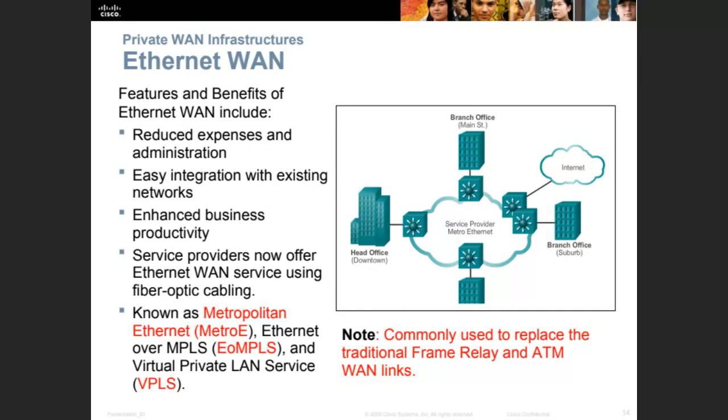Nowadays, the telecom providers offer Ethernet WAN using fiber optic cables, so it's very fast. Some people call it Metropolitan Ethernet, Metro E, or EoMPLS, or VPLS. It's commonly used to replace Frame Relay and ATM nowadays. When you go to the telecom provider, they will advise you to take an EoMPLS. MPLS is becoming very popular now.